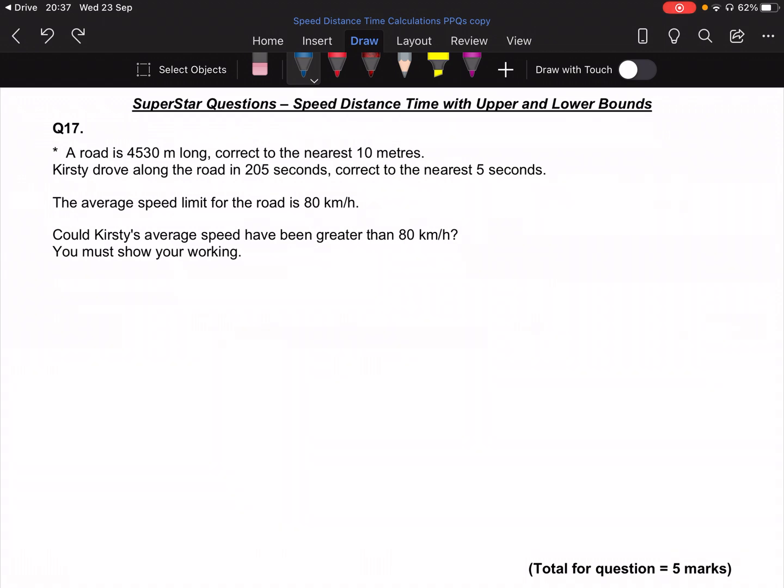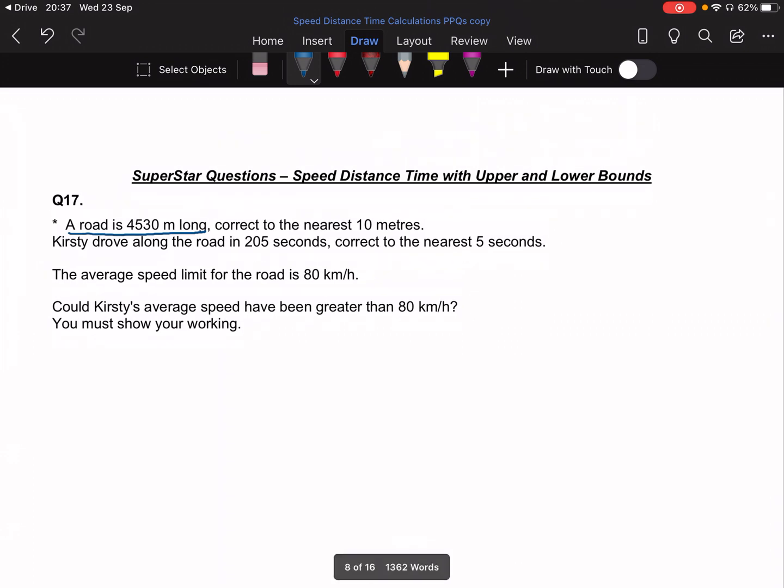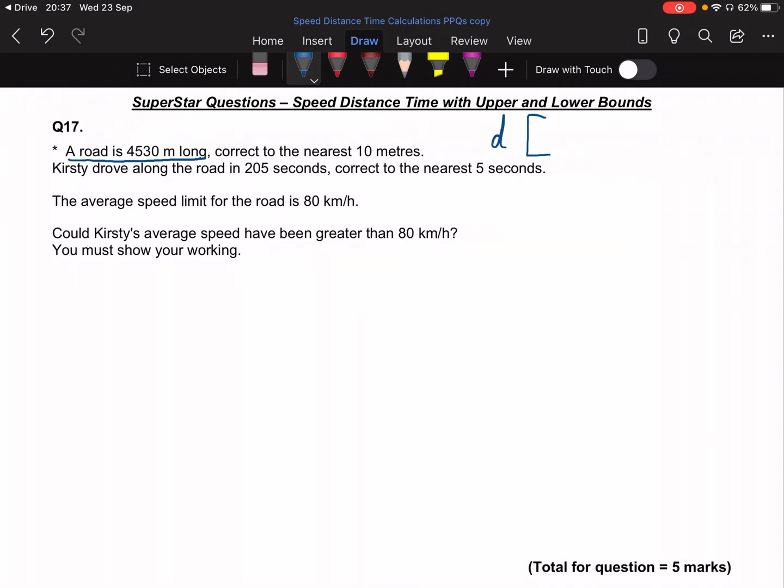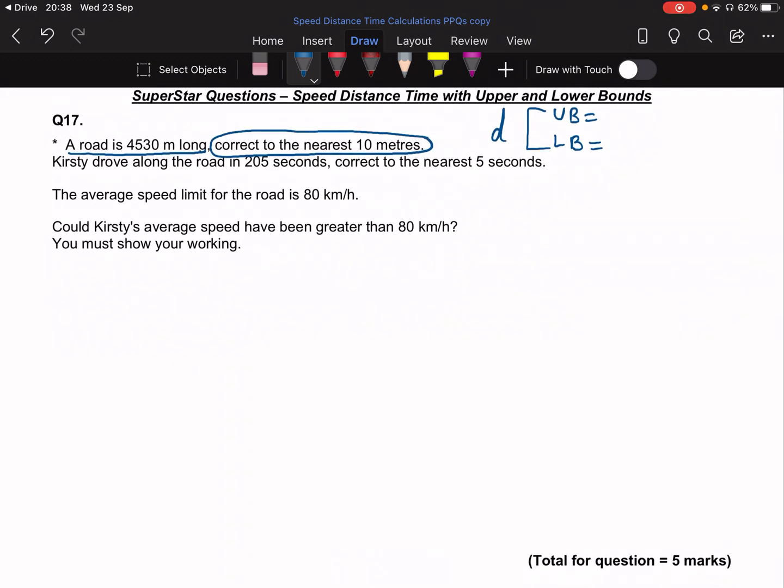So let's start by calculating the upper and the lower bounds for the distance, because it says a road is 4,530 meters long. So I'm doing distance. I want to calculate my upper bound and lower bound for distance, and then I decide which one to choose. To work out the upper and lower bound, we have to check the rounding, or the degree of accuracy that they give me. It says correct to the nearest 10 meters, which basically means what numbers rounded to the nearest 10 meters would give you 4,530. And there's a set method to do this. Whenever you get your unit, in this case 10 meters, I would have to half it. So I'm halving 10 meters, which is 5.